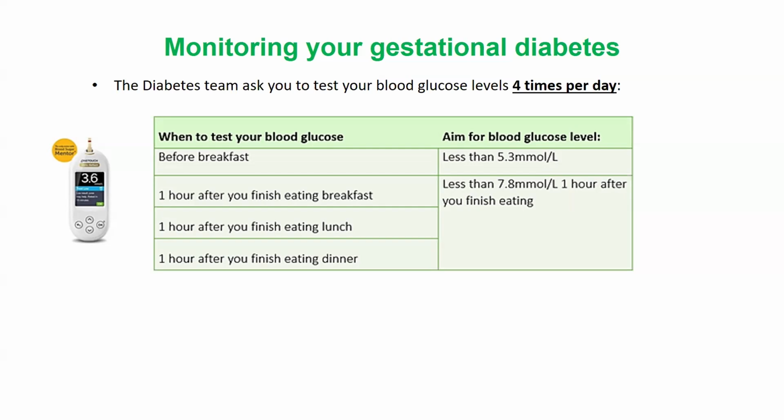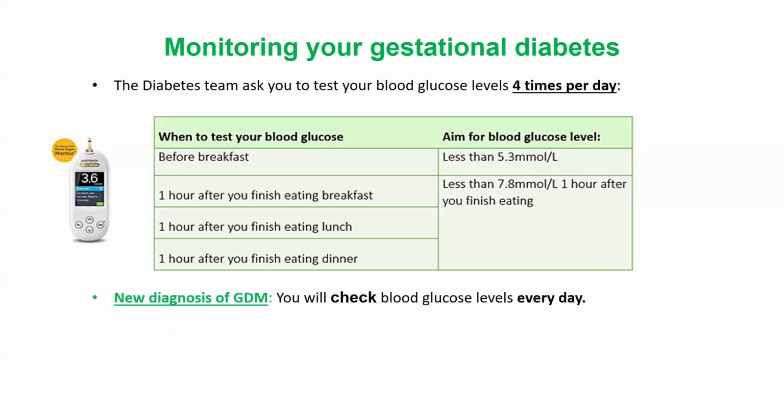You might be wondering then, what are the target values for your blood glucose levels? We aim for your blood glucose levels before breakfast to be less than 5.3 and after meals to be less than 7.8. If you have recently been diagnosed with gestational diabetes, you will need to check your blood glucose levels every day.